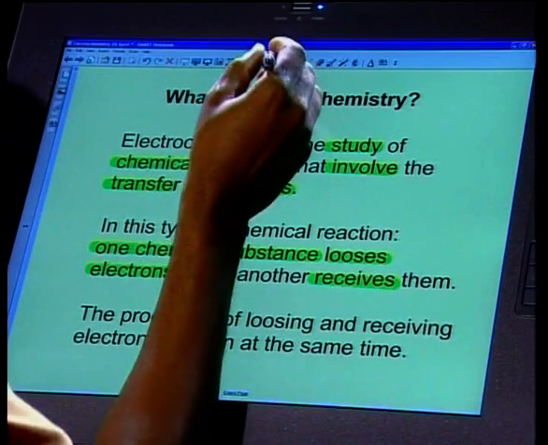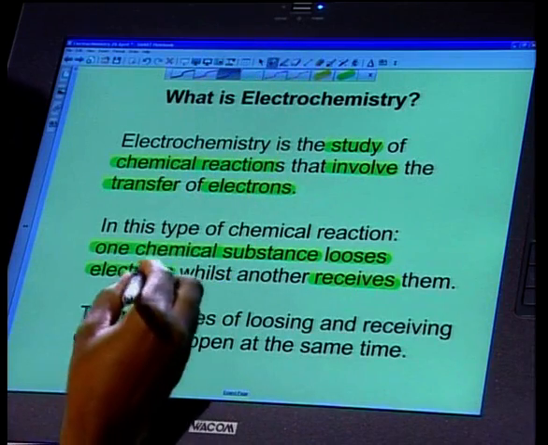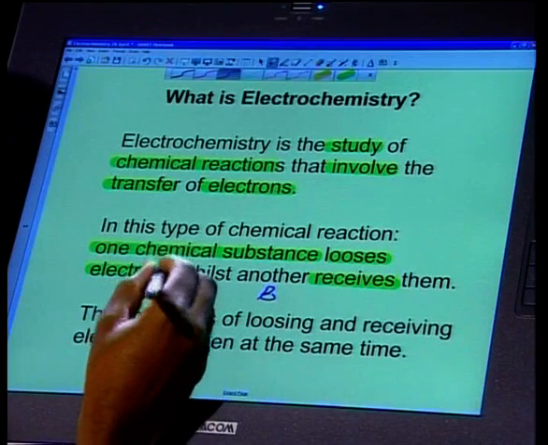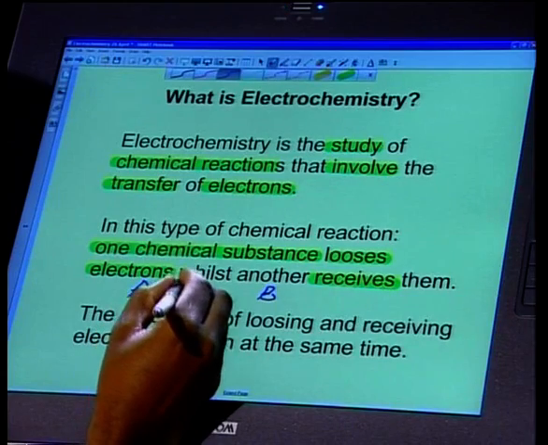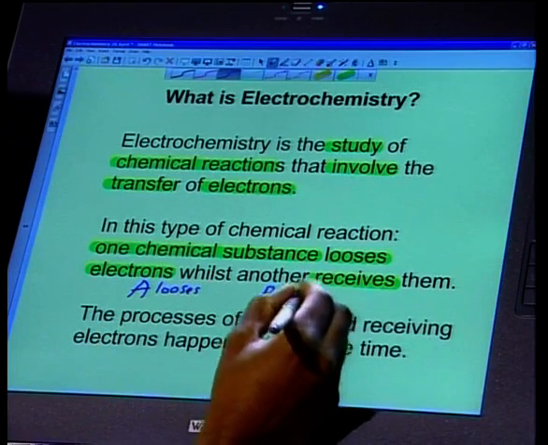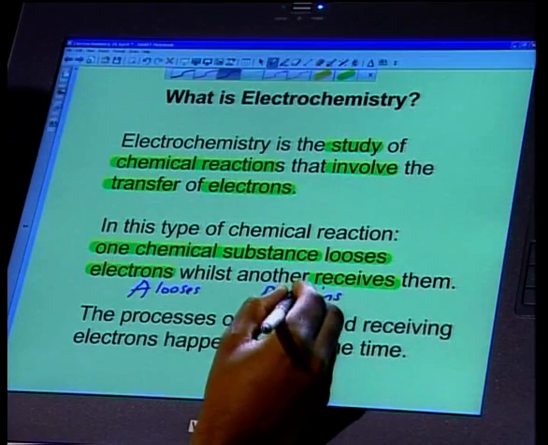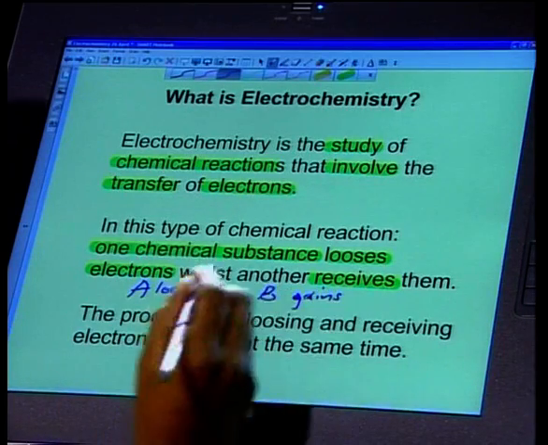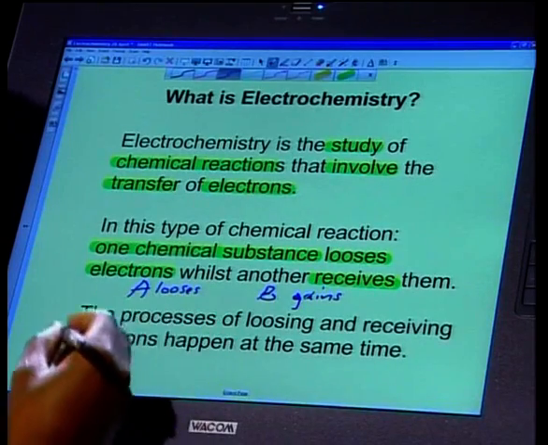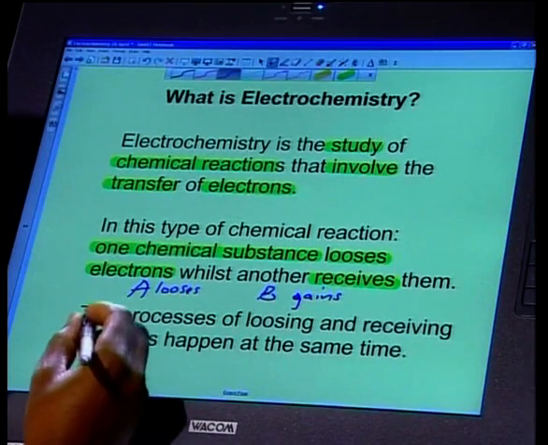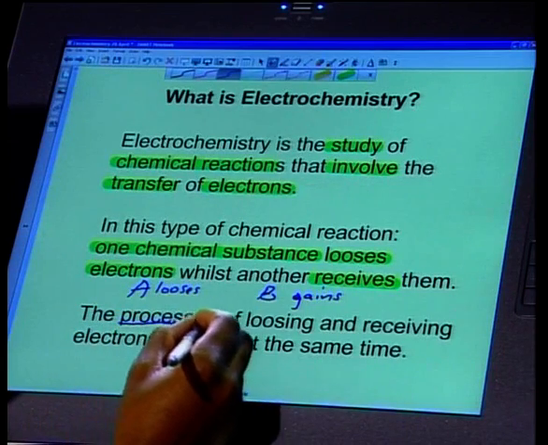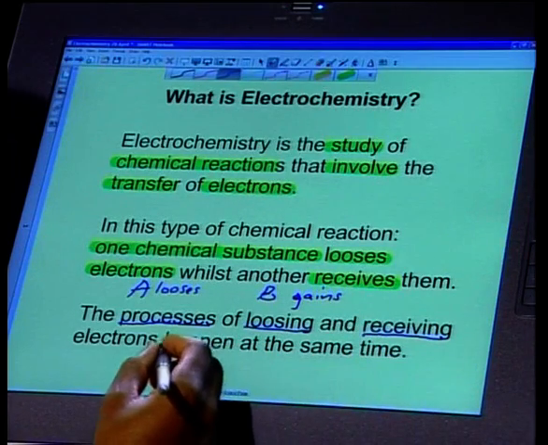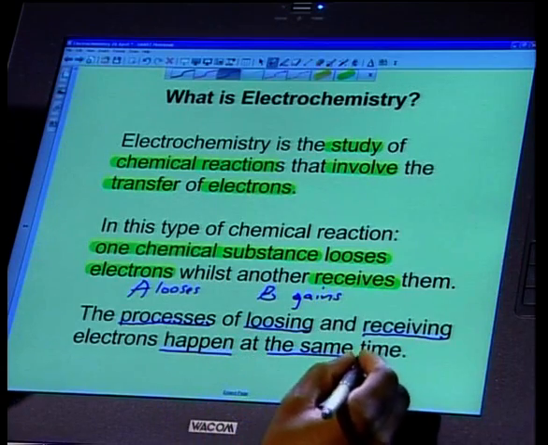This means that if we have substances A and B, if A loses, B gains or receives those electrons. The same electrons that A lost are the same electrons that B is going to gain. So hence we say at the bottom here that these processes of losing electrons and receiving of electrons occur at the same time.